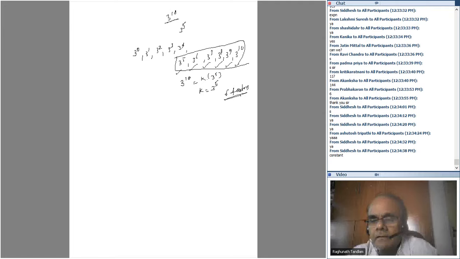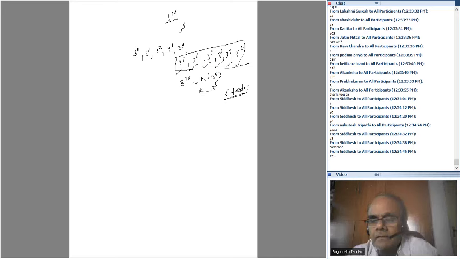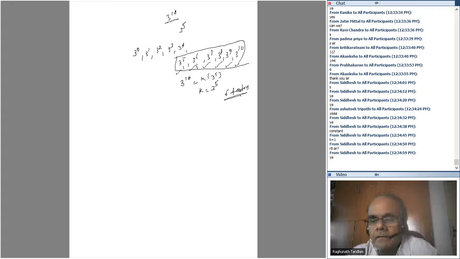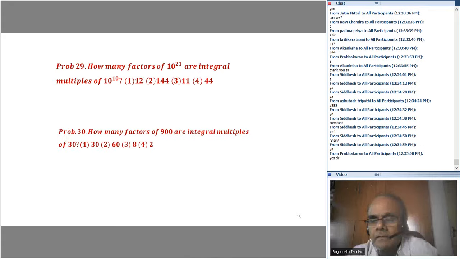Instead of doing this, I should do it like this. K can have 6 factors. K can be 1 here, K is 3, K is 3 square, etc. K can have different values, which should be factors of 3 power 5. Now coming back to this question, what is 10 power 21? 10 power 21 can be written as k into 10 power 10. What is k? 10 power 11.